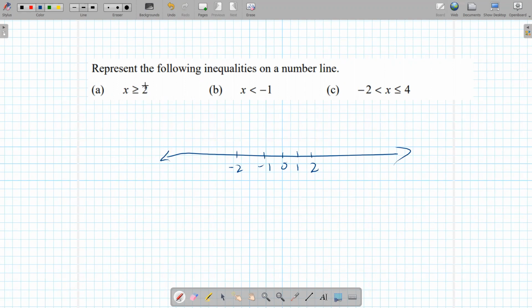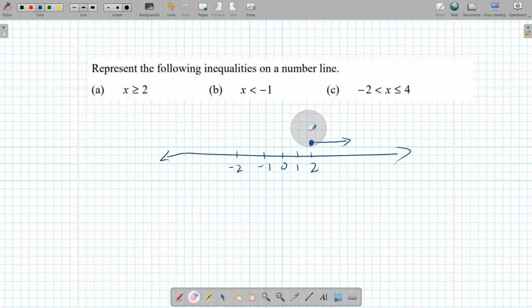Step 1, where's our starting point? It's at 2 and it's equal. You want to put a closed circle there because of this equal to sign here, because x is greater than or equal to 2. And the fact that it's greater than means you want to go to the right like that, yeah? And that's it for A.